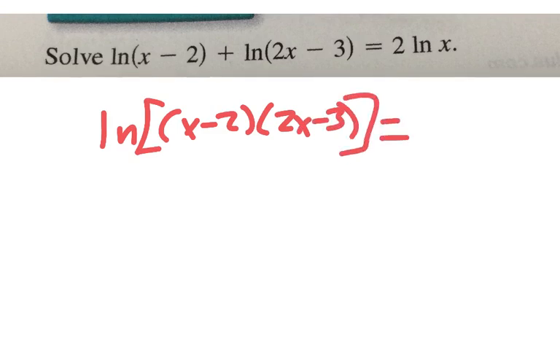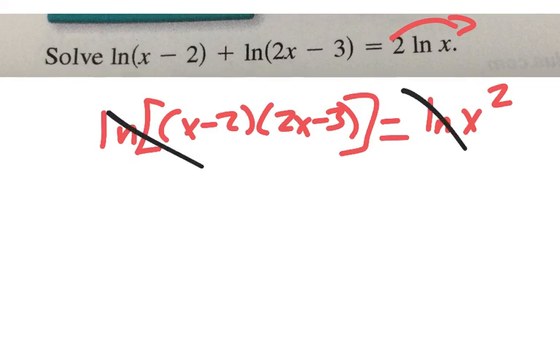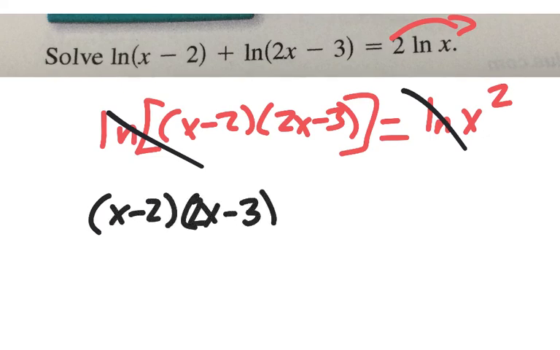So now on the left side I have a single logarithm. That's nice. On the right side I have a single logarithm, but right now it has a 2 in front of it. So I need to rewrite it so that 2 is no longer in front. So I'm going to make it an exponent. So that becomes the natural log of x squared. Now I have isolated logarithms on both sides with the same base. I can drop them and set the arguments equal. That means x minus 2 times 2x minus 3 has to equal x squared.